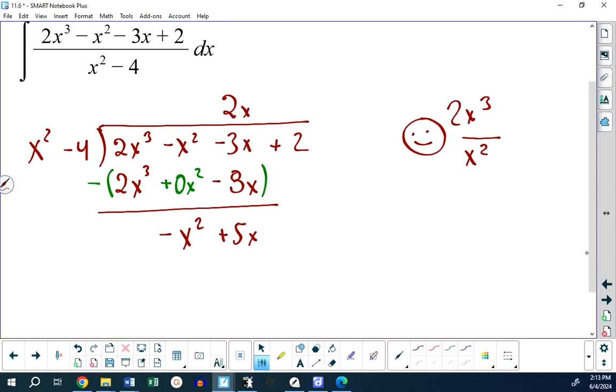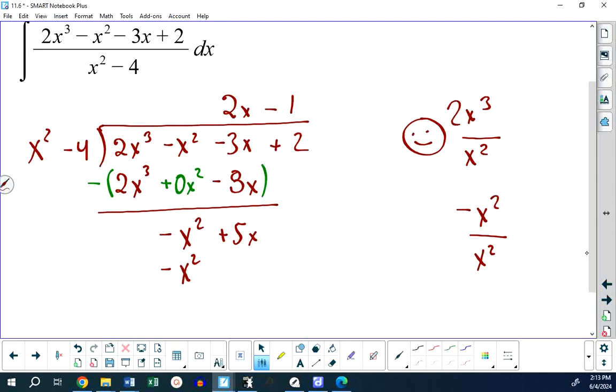So again, negative x squared minus 0x squared is still negative x squared. Negative 3x minus negative 8x is positive 5x. So how many times does x squared, quote, go into negative x squared? Well, negative 1. So we're going to have a negative 1 here, and then we multiply. Negative 1 times x squared is negative 1x squared. And again, these have to be equal.